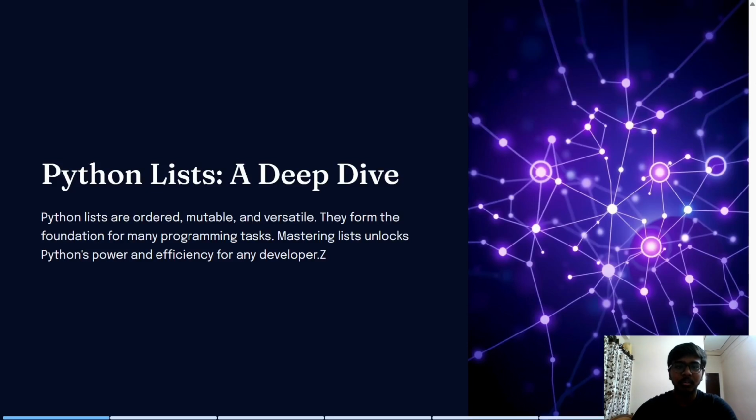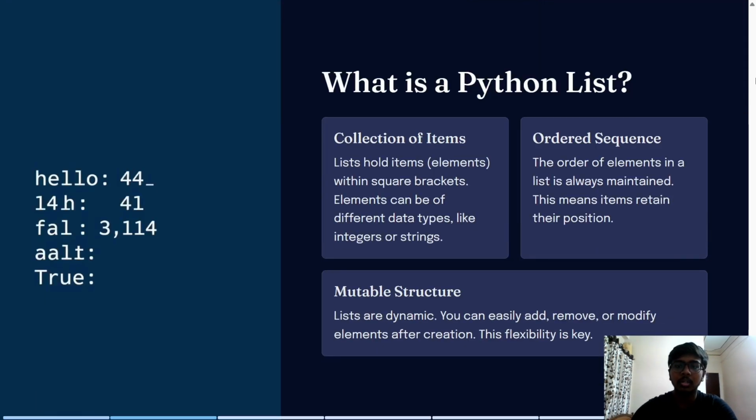So in this video we will be discussing one of the data structures in Python, which is lists. So what are lists? Python lists are ordered, mutable and versatile collections of elements. In a list we can store any type of data in an ordered sequence, through which we can access any element at any point of time when we require. So simply, we can call a list a collection of items which holds any type of elements.